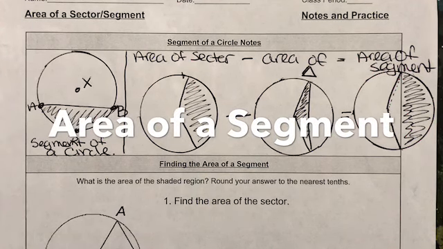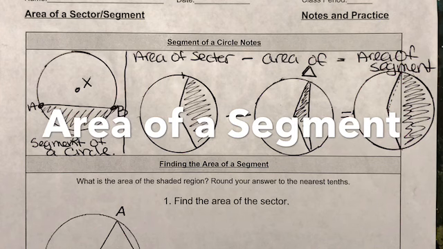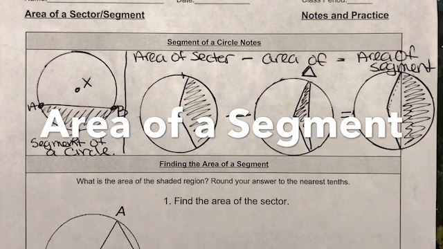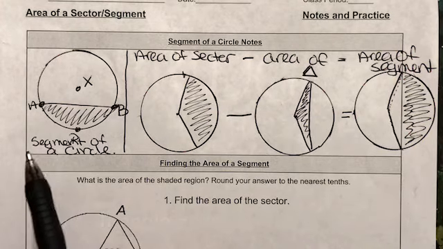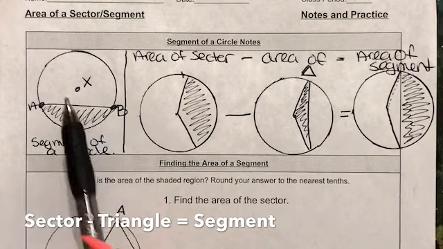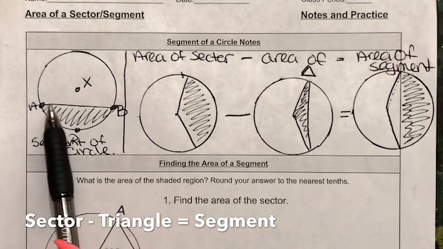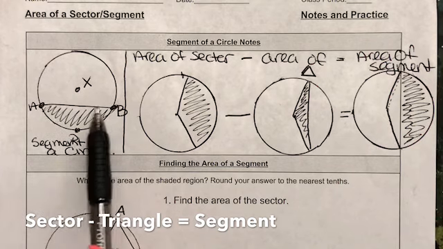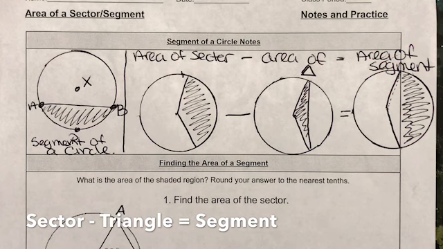In this video, we are going to use what we know about finding the area of a circle, finding the area of a sector, and finding the area of a triangle to help us find what we call the segment of a circle. As you can see, this piece right here does not come from the center of the circle. It is actually sliced by a segment, and this segment creates this area here, and we call that a segment of the circle.